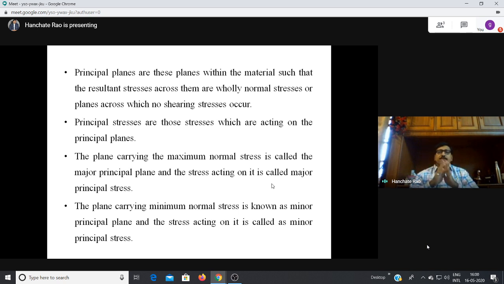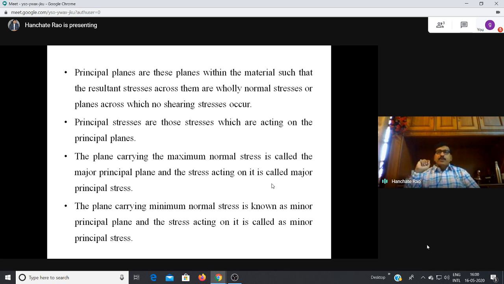So try to understand the concept. A principal plane is a plane on which the stress is wholly normal and there is no tangential stress or shear stress. And for a three-dimensional problem, we have three principal planes. One is a major principal plane carrying the major principal stress. Perpendicular to that is the minor principal plane, carrying the least principal stress, or the minor principal stress. In addition, we have an intermediate principal plane perpendicular to these two, carrying the intermediate principal stress.